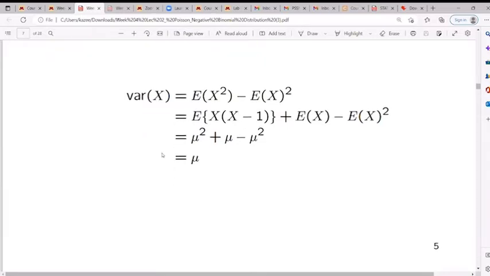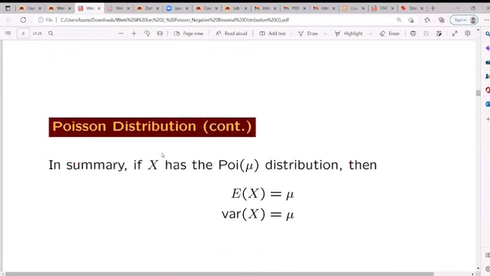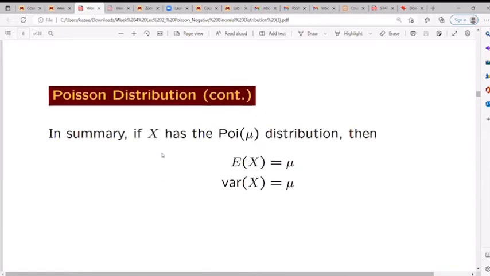Is there anyone now who actually wants to ask a question or who needs clarification? Because what I've derived now for Poisson distribution, we've been able to derive the mean and variance. Is there anyone who needs clarification with that?